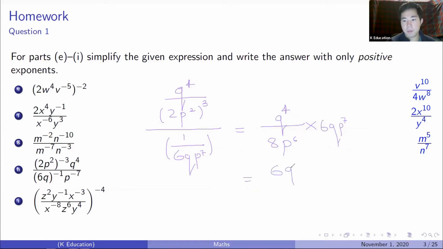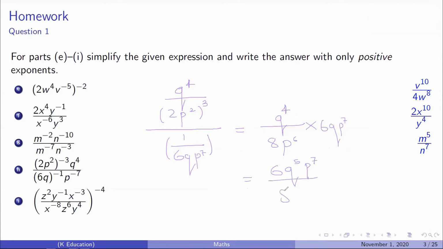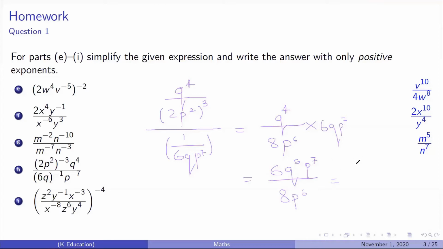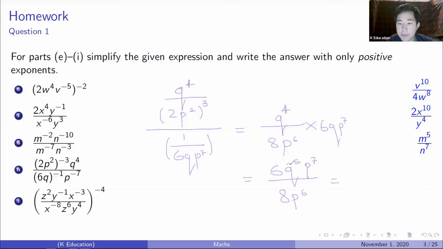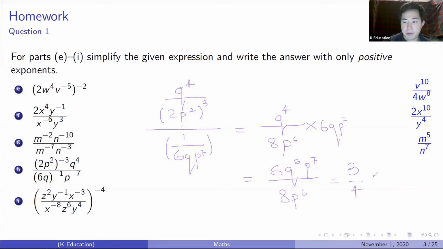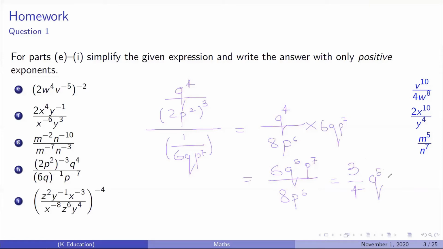So 6q to the power of 5, p to the power of 7, right? Because you multiply these two. Yeah. And divided by 8p to the 6. So what does that give? Does that equal 3 over 4? 3/4? Yeah. Q to the power of 5. Yes. And then p. Yeah, just p. Sorry, I got a bit confused. That's right. Okay, yeah, that's it.